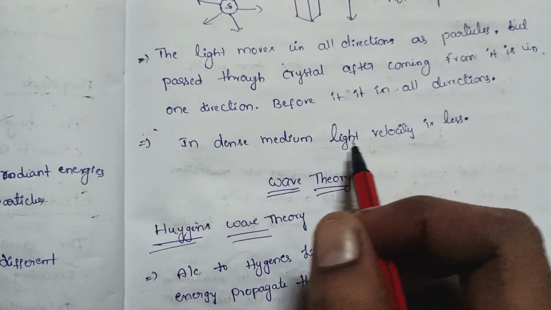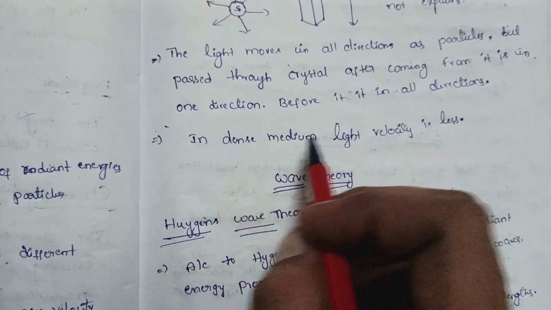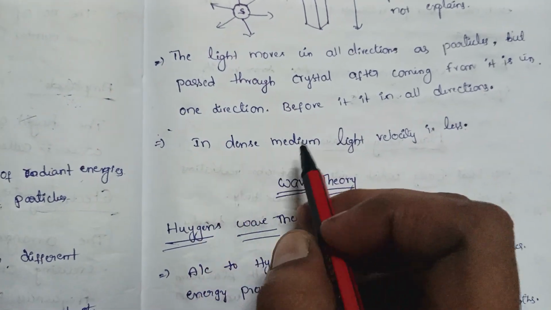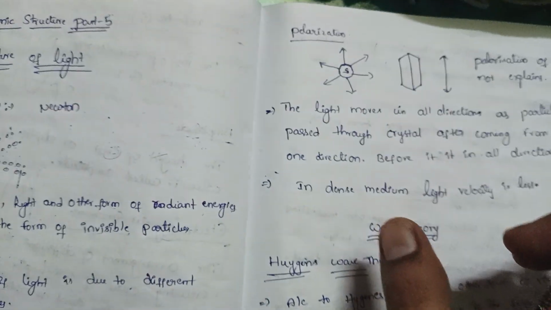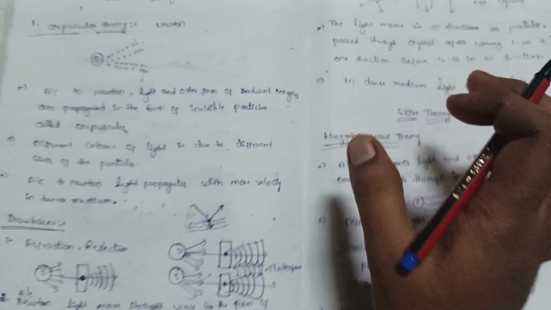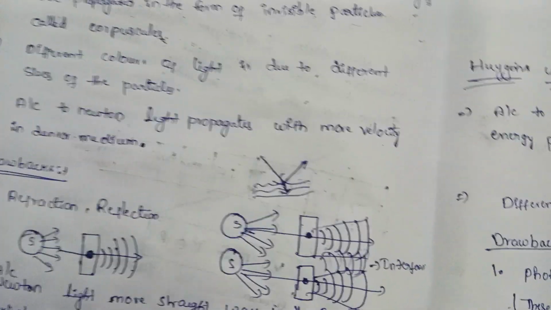And in a dense medium, light velocity is less, but Newton said that the velocity of light in a dense medium is more, but it is the drawback of corpuscular theory or Newton's theory. These are the drawbacks and failures.